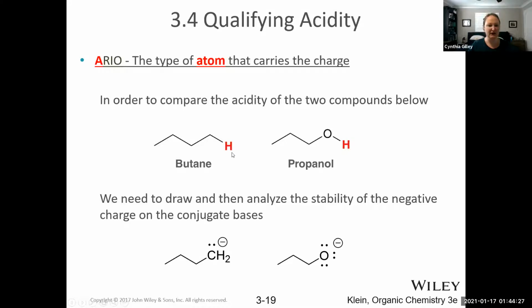the acidity of the hydrogen shown in red, then we could use this analysis of ARIO to help us predict which one should be more acidic. So the first step to that prediction is drawing the conjugate base, right? So if we remove the proton and we leave the electrons behind, this carbon will have a lone pair and a negative charge, and the oxygen will as well. What we're really going to do is compare which of these two lone pairs is actually more stable.